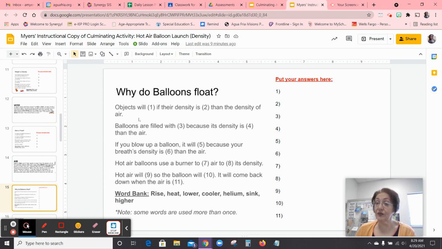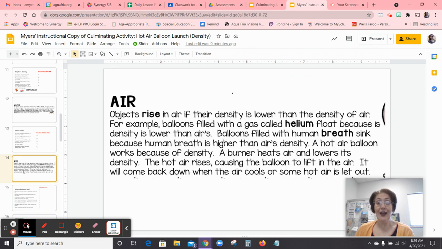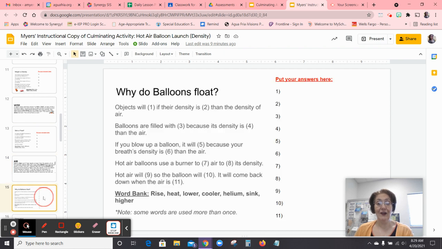Why do balloons float? Okay, we're going to use our air paragraph to help us answer those questions. So you can use the air paragraph. Objects will blank if their density is blank than the density of air. Balloons are filled with blank because its density is blank than air. If you blow up a balloon, it will blank because your breath density is blank than the air's.